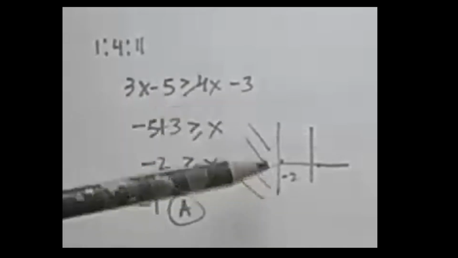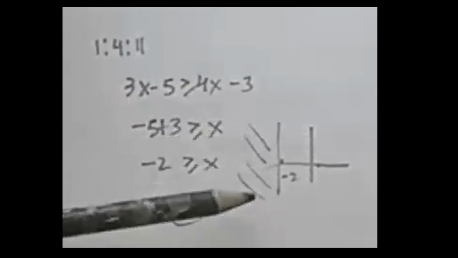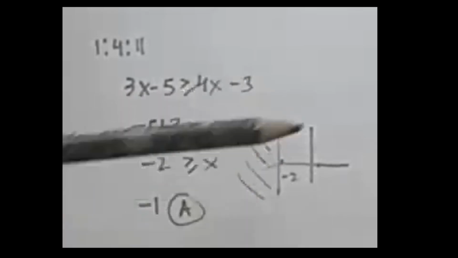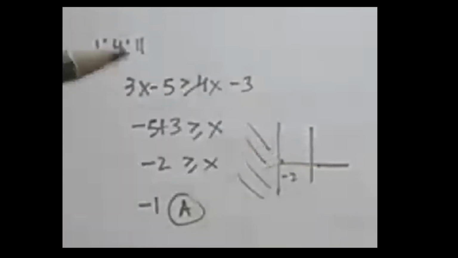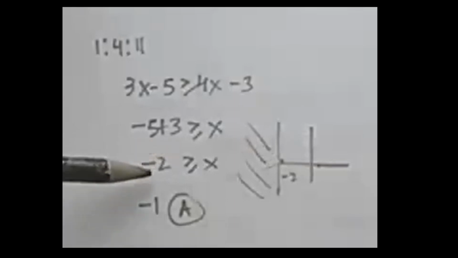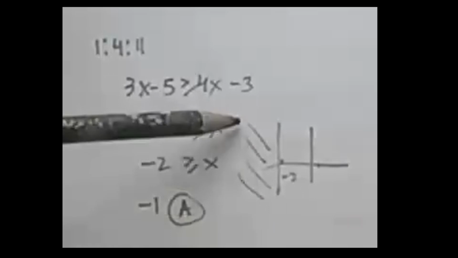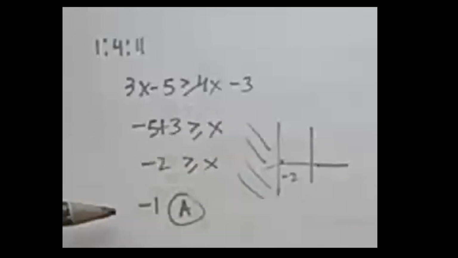I had to draw out my picture to see what I was dealing with. That took me only a couple of seconds to draw up. Boom, boom. I got negative 2 is greater than or equal to x, so x is over this side. So the only answer to the right of that is negative 1, A, with a high level of certainty.